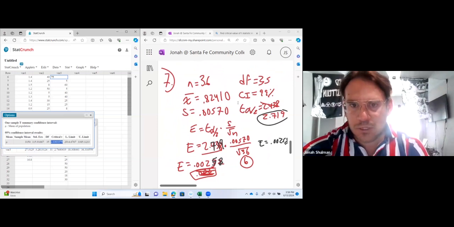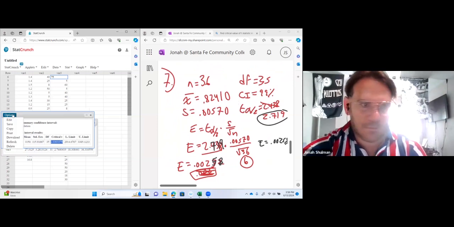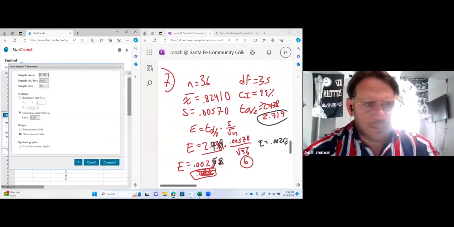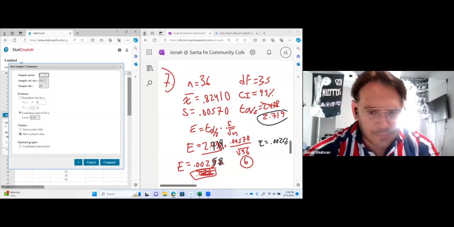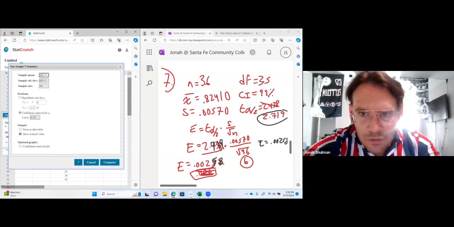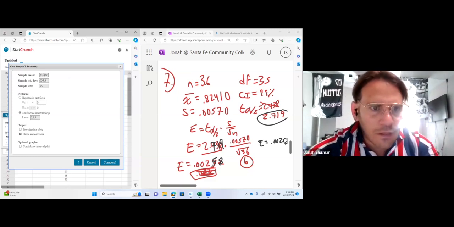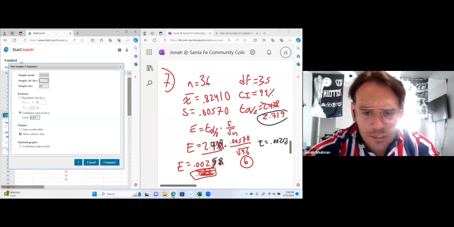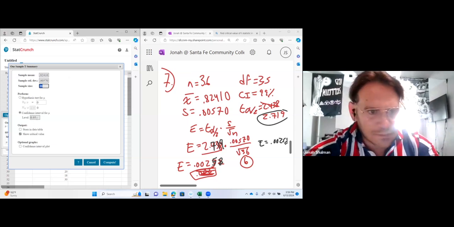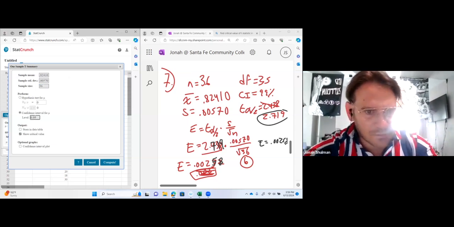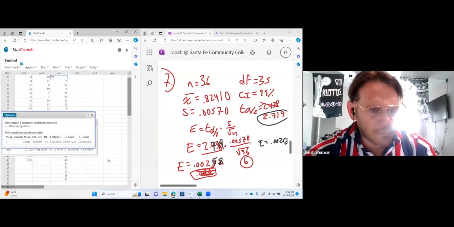Let's do number 7. Let's now make the sample mean 0.82410. Sample standard deviation is 0.00570. We still have 36. This is now a 99% confidence interval. We click that compute button, and we now have a critical t of 2.72, which is 2.719.